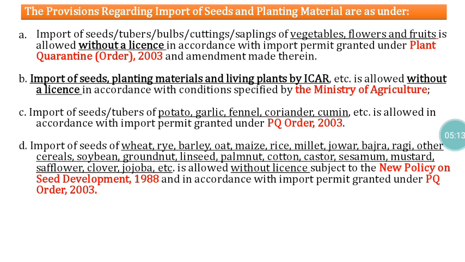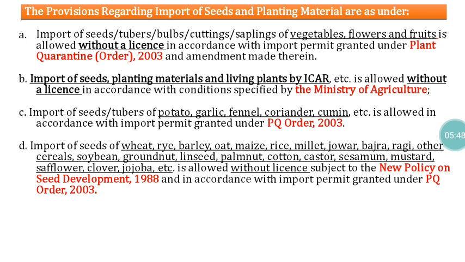Regarding import, seeds, tubers, bulbs, cuttings and saplings of vegetables, flowers and fruits are allowed without a license, in accordance with the import permit granted under the Plant Quarantine Order 2003. Similarly, import of seeds and planting material for trial purposes, that is for conducting experimentation, and also living plants by ICAR, is permitted without a license, but they have to fulfill the conditions laid down by the Ministry of Agriculture.